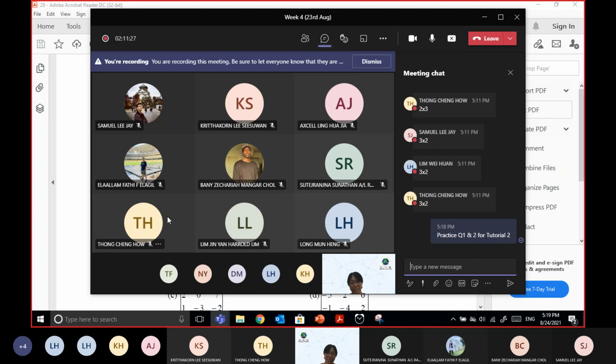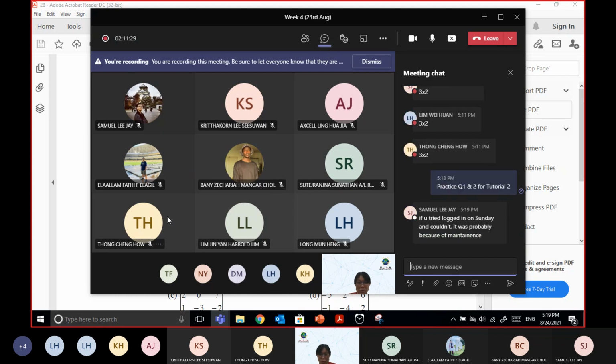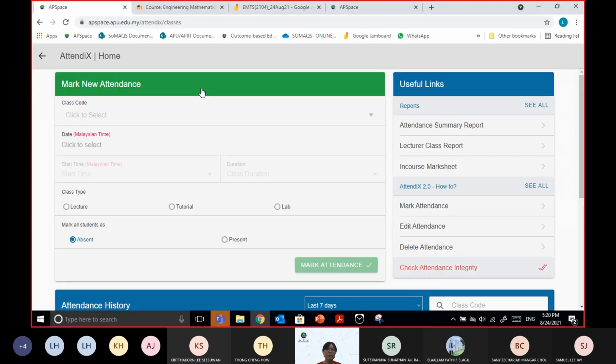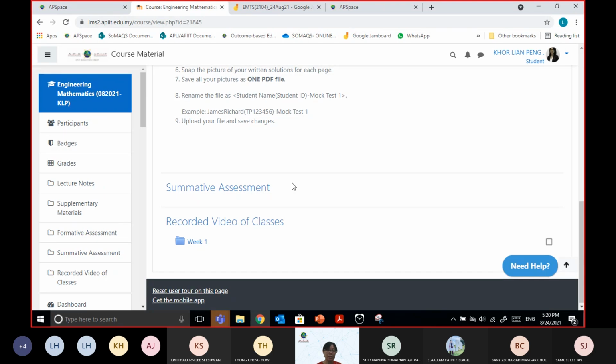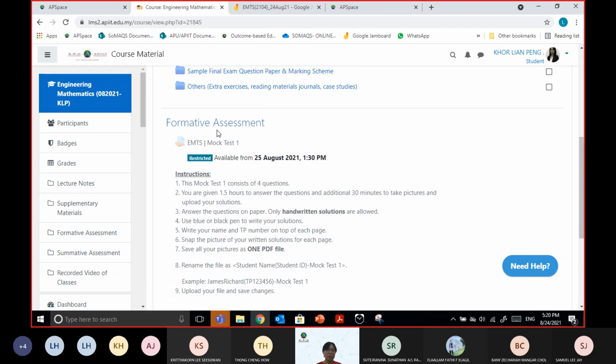So if you check your Moodle later and you can't log in, as I said just now, last Saturday they had a maintenance, but Sunday you could log in already. So you better try again later. If you go to Moodle later, you should be able to see the mock test one that is already scheduled. Of course you can't access the link right now because it's not yet available.